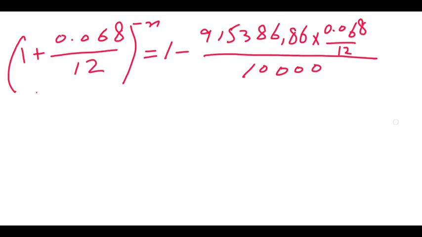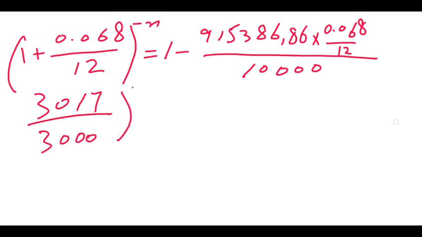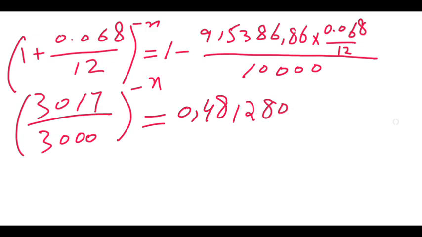I'm going to use my calculator. So left-hand side first, I'm going to solve the left-hand side. So the answer is 3017 over 3000 power negative n is equal to, I solve this side, the answer is 0.48 12807793. Must remember all the commas you have to write. Don't round off to 2 decimal places, otherwise the answer is not going to be correct. And now you can simplify at this stage. Before this step you mustn't simplify.